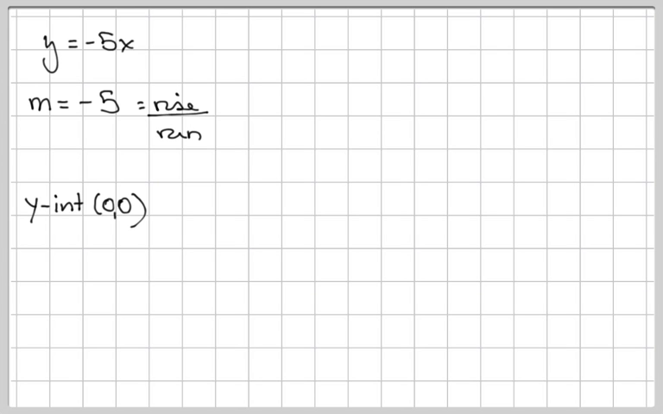If you only see a whole number here, I always write it over 1 because now you have your run. Okay, so now how do we graph that? The first step we do is we plot the y-intercept. We plot the y-intercept.